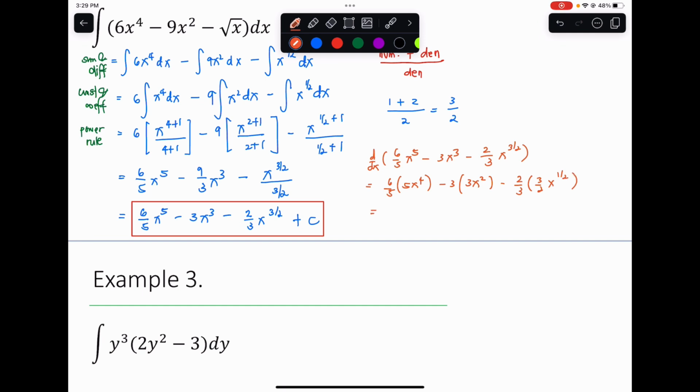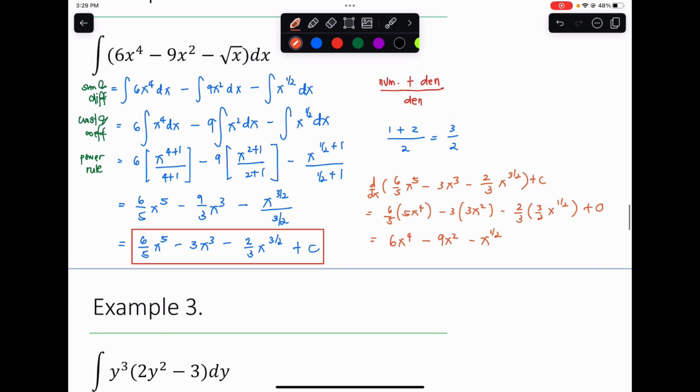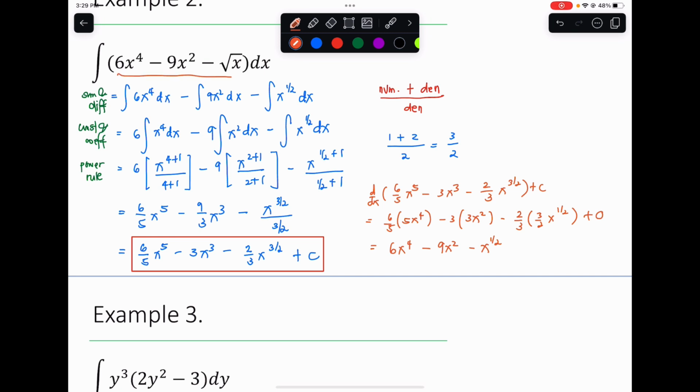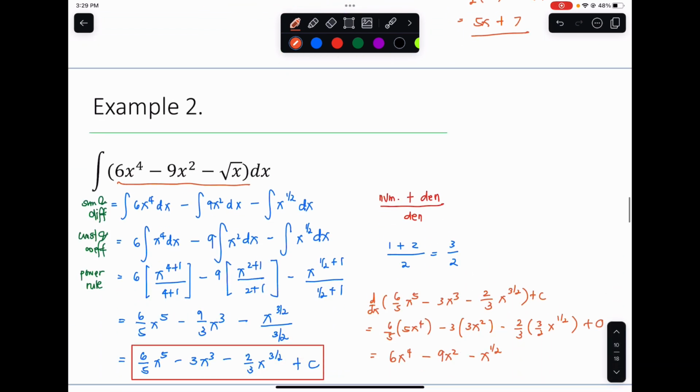So the 5 will be cancelled out. So 6x to the 4th minus 9x squared. And then 2/3 and 3 halves will be cancelled. So minus x raised to 1 half. So we have the plus c there, which is 0. So which is the same as the original integrand. So that is how you check, to verify whether your answer is correct or not. So you derive it. So those are the first two examples.